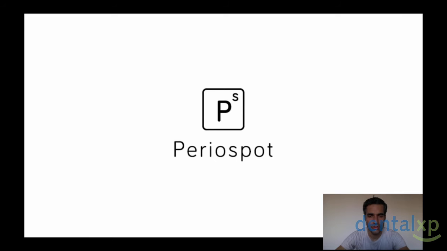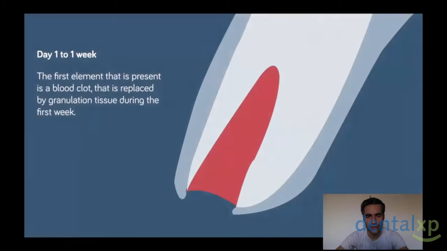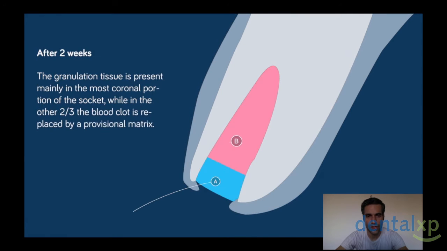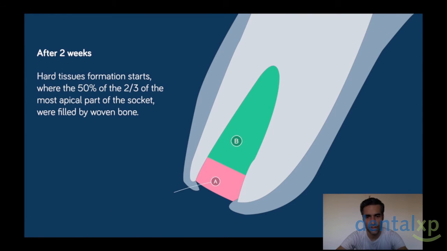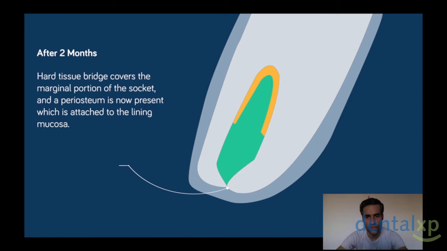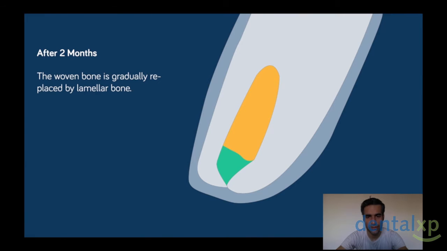Also, we should know what happens after an extraction. We know from the article from Araújo in 2003, which is a great article, that on the first day we have a blood clot, then we can start having a provisional matrix and granulation tissue. We still have granulation tissue after 2 weeks, but we start having a provisional matrix and woven bone. After four weeks we have a mucosa that is sealing the socket. Then after 2 months we have a hard bone bridge that closes the socket, and then this woven bone is gradually replaced by lamellar bone. This is the dynamics after tooth extraction.